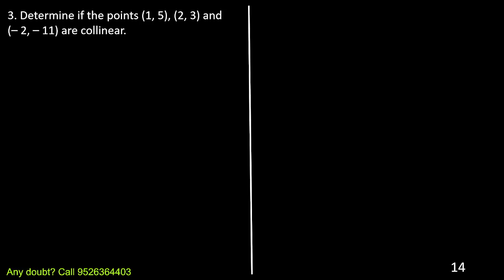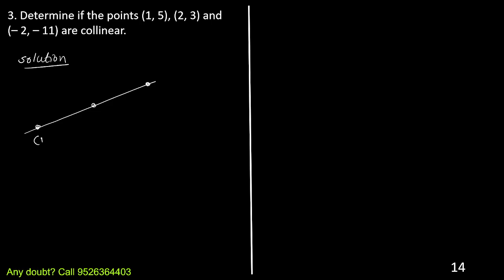Look at this question. Determine if the points (1, 5), (2, 3) and (-2, -11) are collinear. What do you mean by collinear? Collinear means the points lie on the same line. We have 3 points, correct? If the 3 points lie on the same line, then they are said to be collinear points.